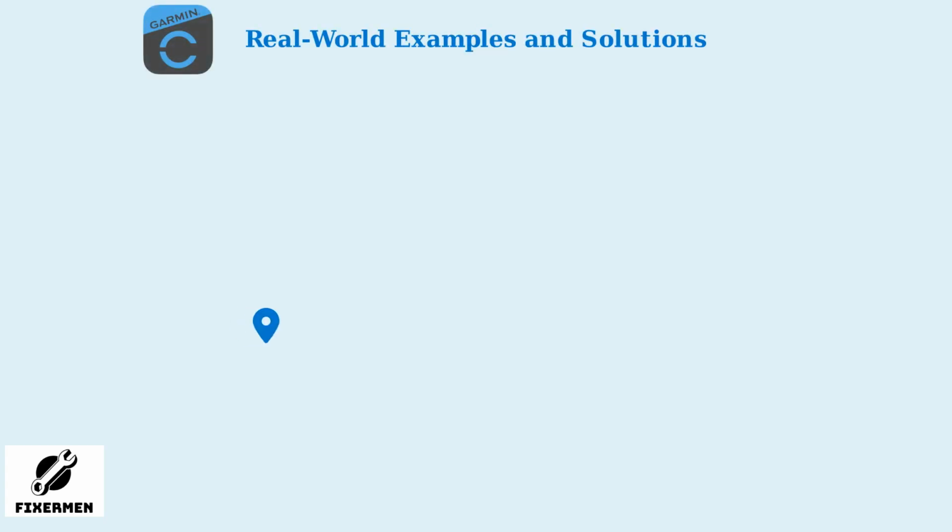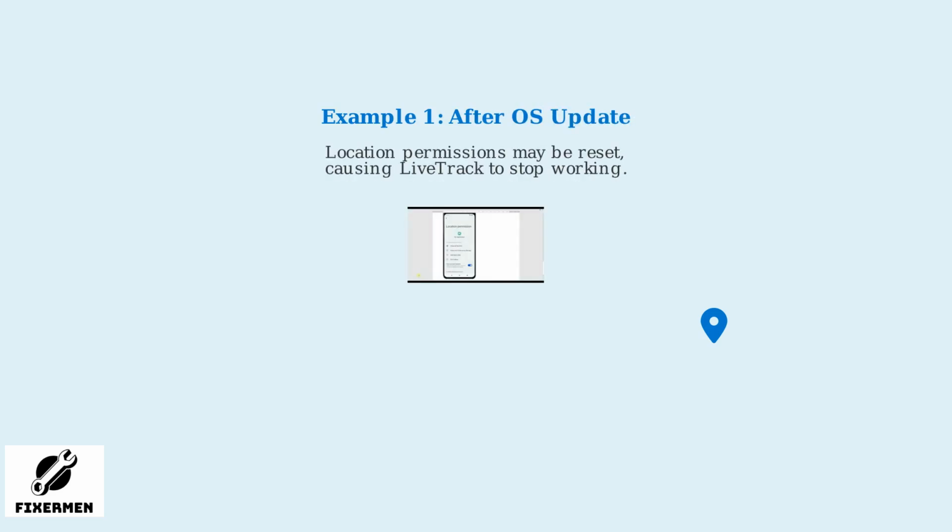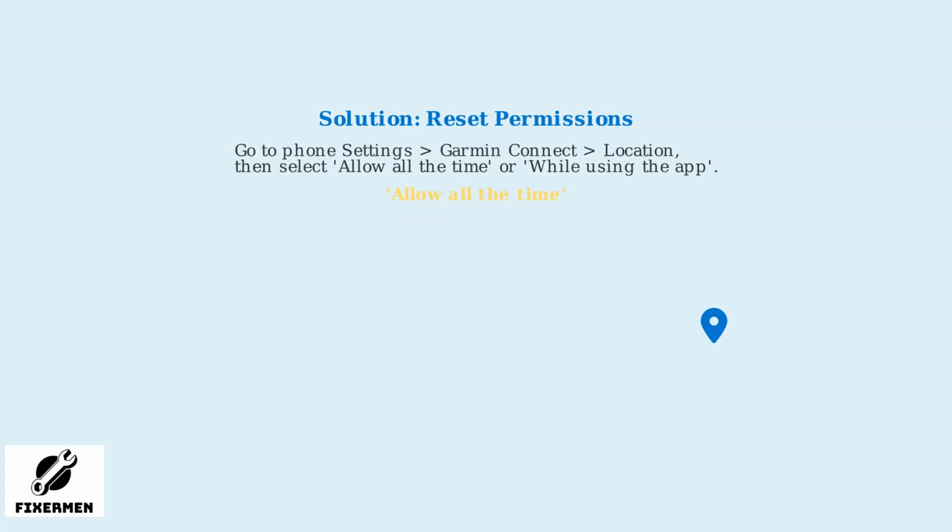Many users have encountered LiveTrack issues following operating system updates on their smartphones. These updates can sometimes reset or revoke app permissions, causing tracking to fail. For instance, after an iOS or Android update, users often find that the Garmin Connect app no longer has access to location data. This is because operating system updates can clear previous permission settings. A common fix is to manually reset the permissions. Navigate to your phone's settings, find the Garmin Connect app, go to Location Settings, and ensure it's set to allow location access either all the time or while using the app.